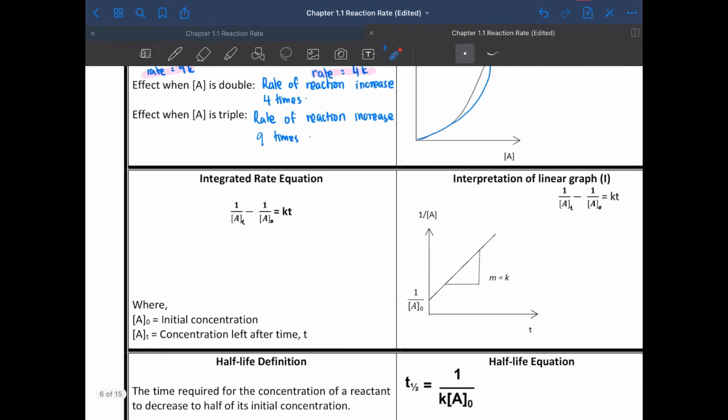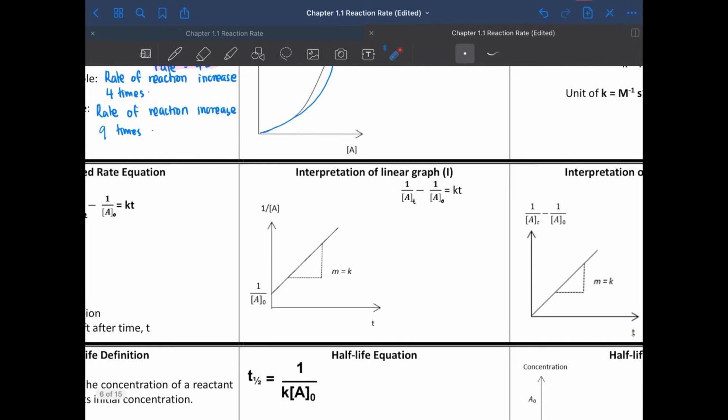Okay, next kita tengok integrated rate equation. Integrated rate equation, okay, this one slightly different. Kalau before this kita hafal A0 minus AT, A0 minus AT kan. Cuma beza dia first order ada ln. Okay, so now kita lain sikit dekat sini. 1 over AT minus 1 over A0 equal to KT. So, terbalik. Jadi, A0 dulu, ini kali ni AT dulu. AT minus A0. Dan dia dalam pecahan. Okay, so AT still concentration left after time T, while concentration A0 adalah initial concentration, K adalah rate constant, T adalah time. Okay, time taken.